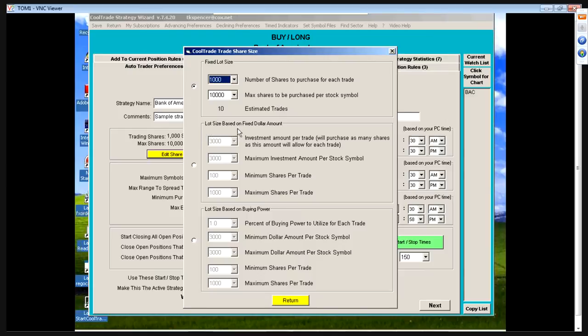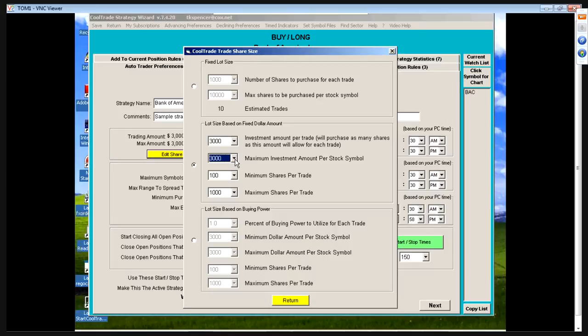Now the next column here says lot size based on a fixed dollar amount. So if you wanted to tell the robotic trader that you didn't want to spend more than, say, $3,000 for any given position, you can do that here. Now, if you wanted to tell it maximum per stock symbol, if you were adding to positions as it was going down, you could do that here and just change it. It's all point and click, and it's really, really easy to use.